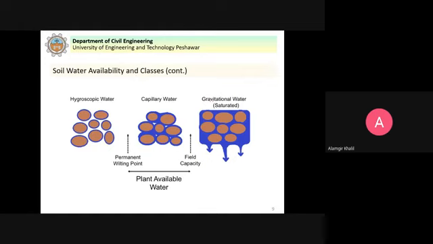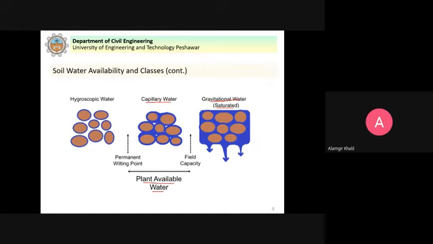You can see here the gravitational water. The soil is fully saturated, so the water will flow down due to gravity. After the gravity water is drained out, we have the capillary water, the water that is held by the soil against the force of gravity. This water is plant available water. This is the water that is taken up by the plants.